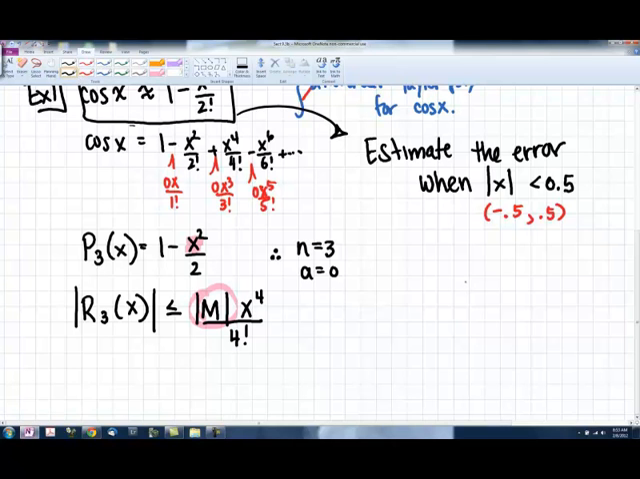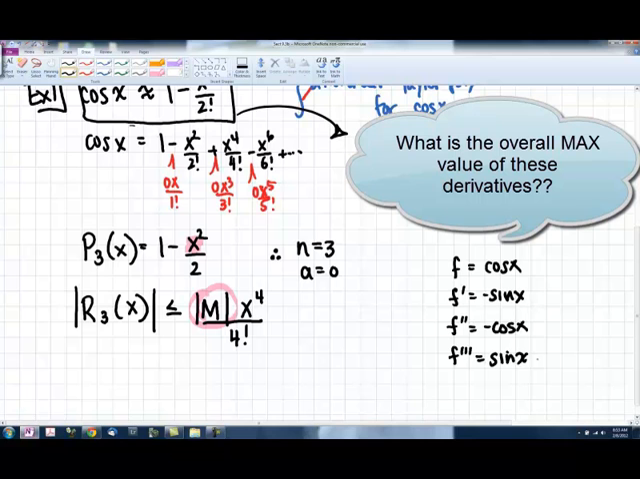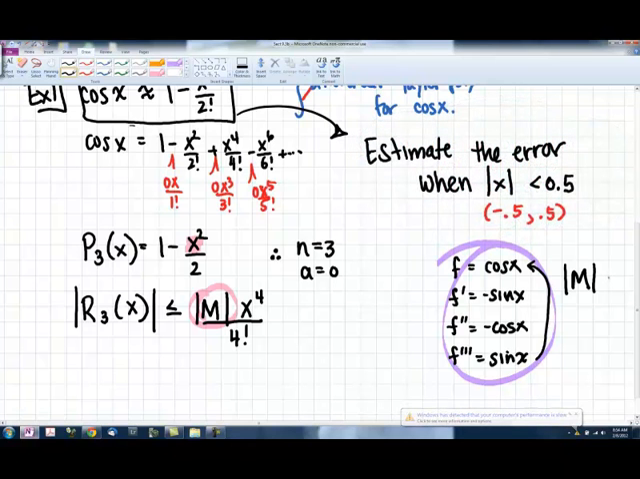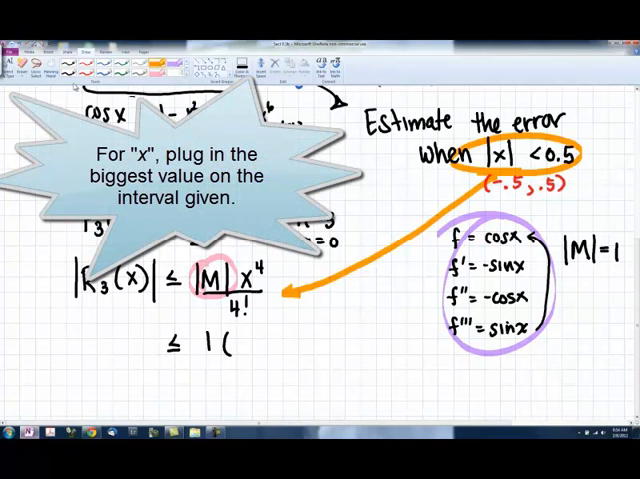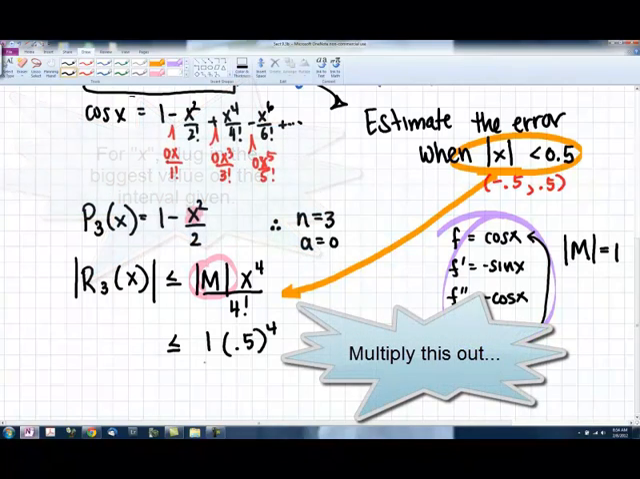Now in this case it's a special one because it's cosine. If you have f being cosine x, f prime will be negative sine x, f double prime will be negative cosine x, f triple prime will be sine x, and then it repeats. So the absolute value of the maximum value of cosine is going to be 1. Maximum value is 1. And x is going to be whatever we see here. I want the x to be as large as possible. So between negative 0.5 and positive 0.5, the largest possible x value will be 0.5.